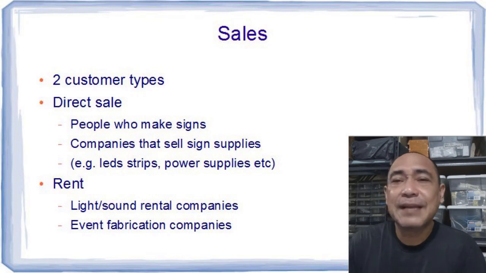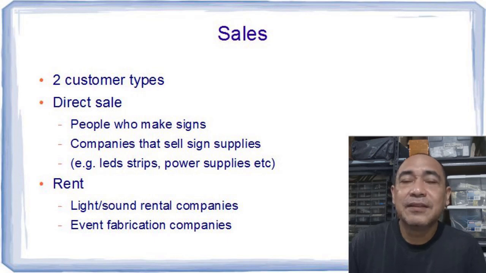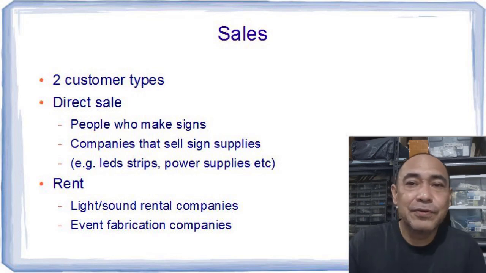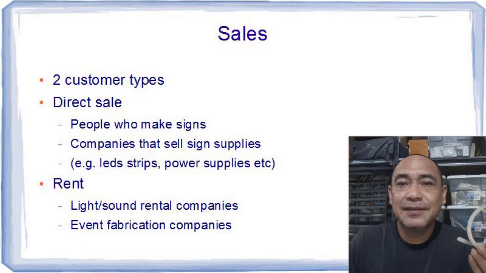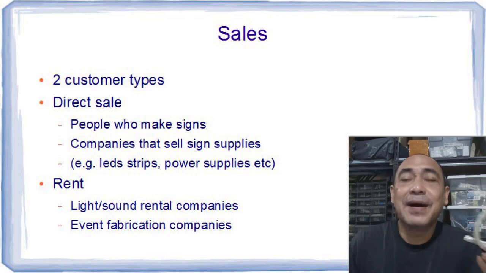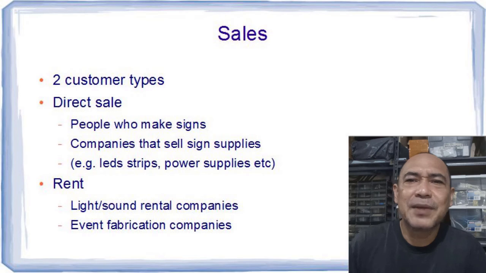Okay, again, let's summarize the sales. You have two customer types for this. For the direct sale, these are the people who make the signs. Once they make signs, they'd want your controller to control it. And the companies that sell the LED supplies. I've seen a number of companies that just sell these LED strips. If they have a controller that can make better signs or control the brightness, it would complement their own business of selling these things. So it helps them by selling your product. For renting, you can try to contact, as I mentioned, the light and sound rental companies or event fabrication companies.